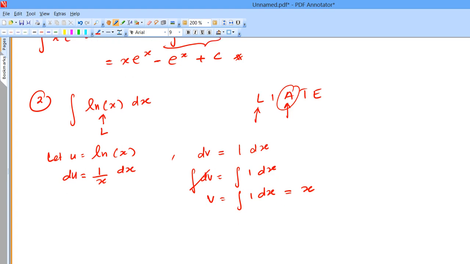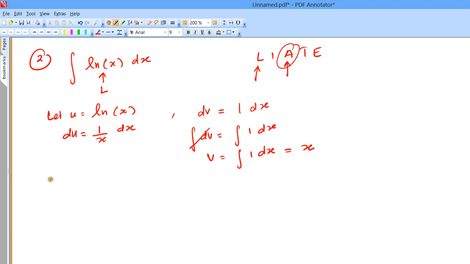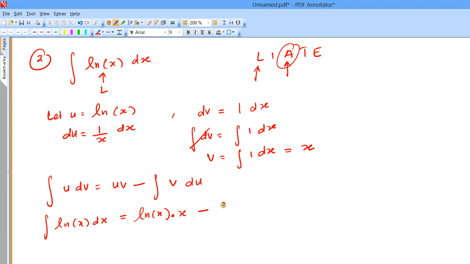Next step, just write down the formula: integration of u dv equals uv minus integrate v du. Next step, just substitute. The left hand side refers to the original equation, so we have integrate ln x dx equals, right hand side, u equals ln x, and v we have times x, minus integrate v equals x times du equals 1 over x dx.